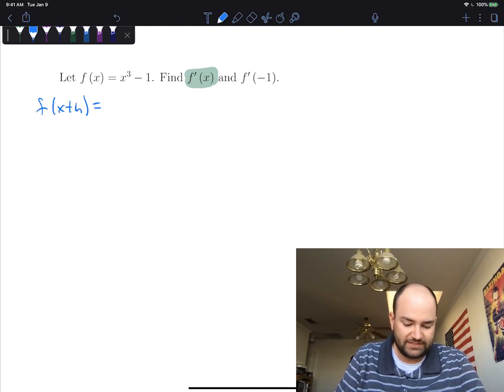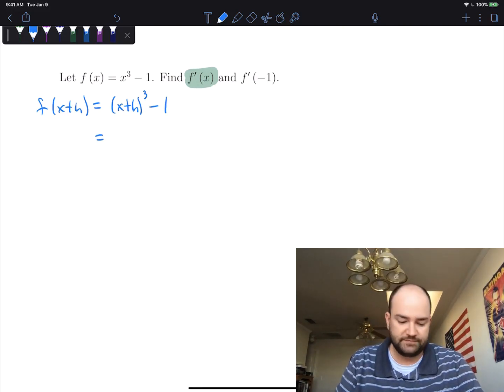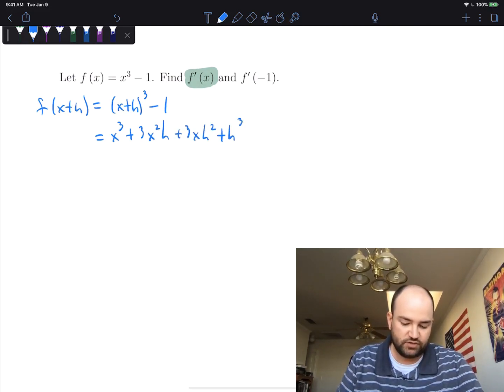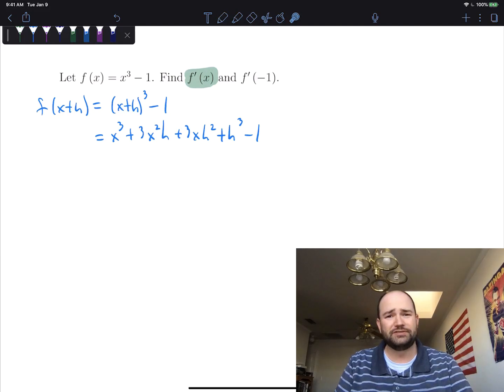So we're going to replace all x's with x plus h, so it gives me x plus h cubed minus 1. Now you can refer back to the previous video. X plus h cubed is x cubed plus 3x squared h plus 3xh squared plus h cubed. And then we still have that minus 1 at the end. Now if you can memorize this, it makes things a whole lot easier. It really does.